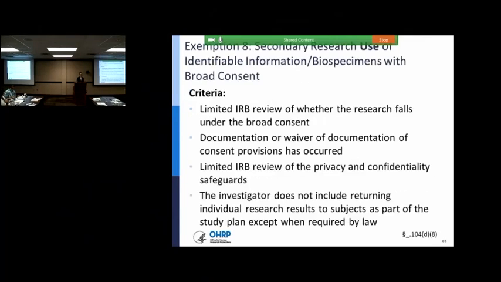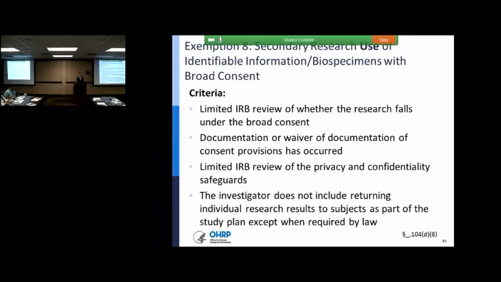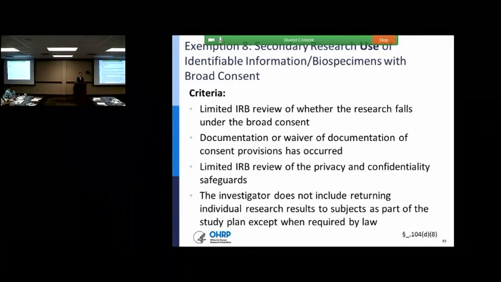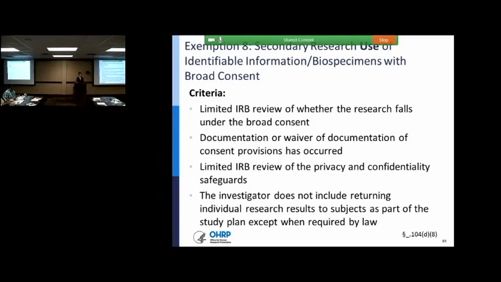Cut off the top of exemption 8. These are just some of the specific criteria regarding the use for exemption 8. So there has to be limited IRB review to determine whether or not the research activities that are being proposed actually fall within the scope of the broad consent that's been obtained. Then, of course, there has to be a documentation or a waiver of documentation of this broad consent.